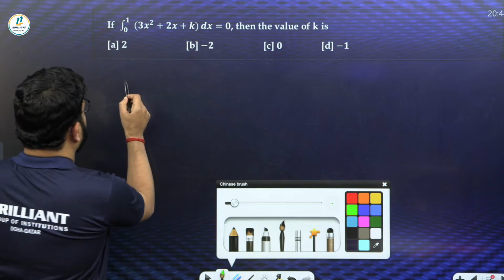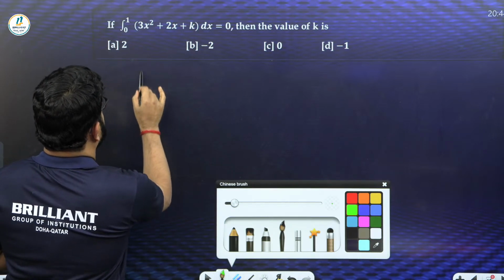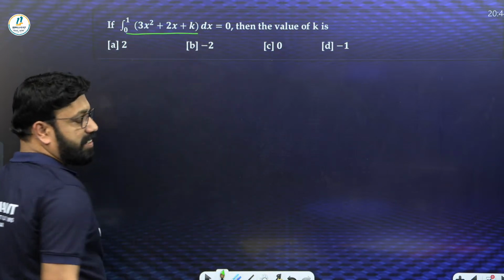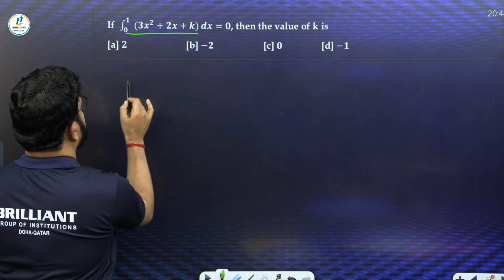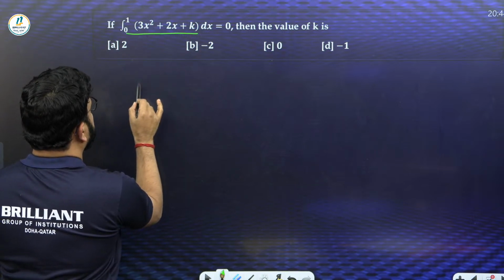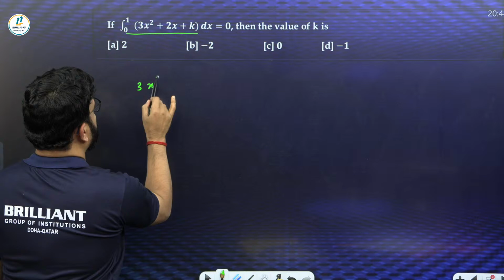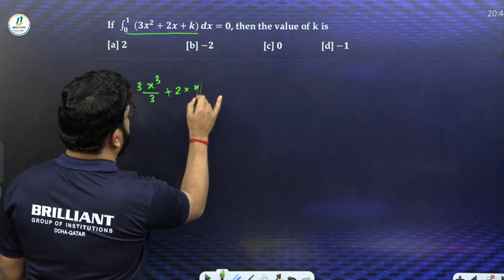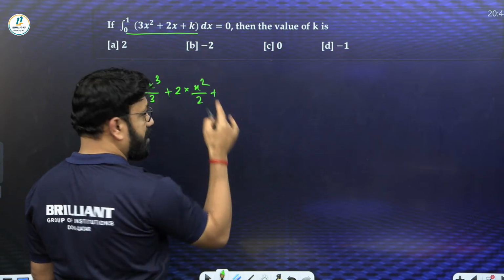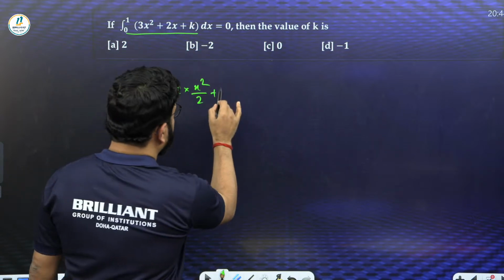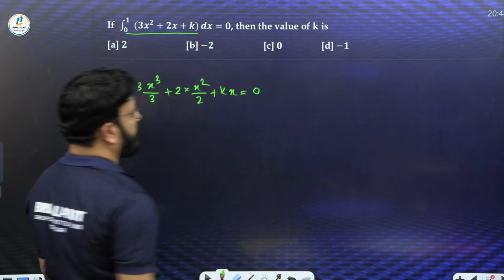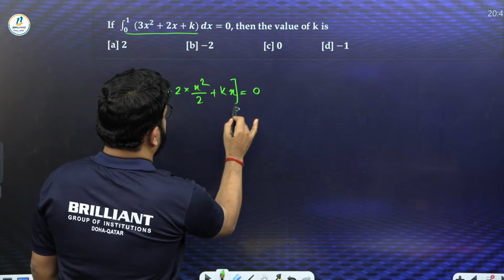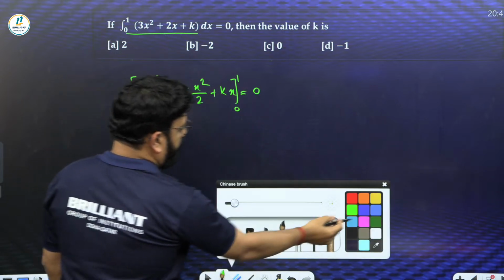See, integral of 0 to 1, and take directly integration from there. What is that? Integral of 3x square, 3 into x square integral x cube by 3. 2 into x integration x square by 2 plus k integration, k is a constant, and integral of dx goes to k into x, equal to 0 given in the question. Very easily we can substitute the value, lower limit 0, upper limit 1. Then what will we get here?